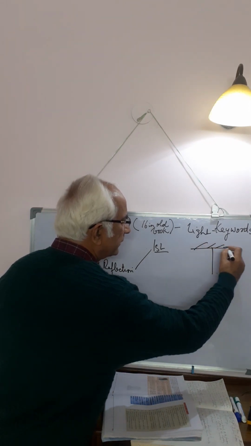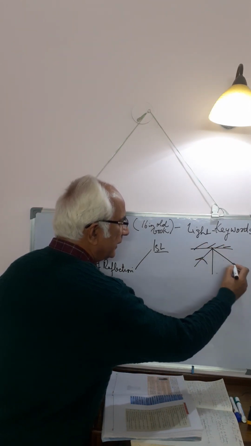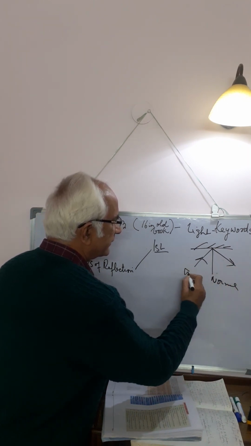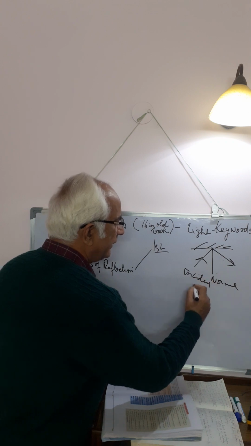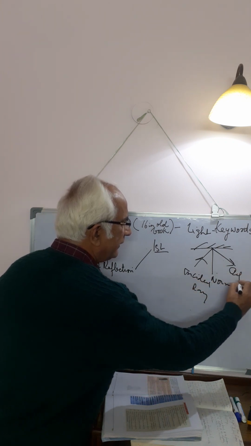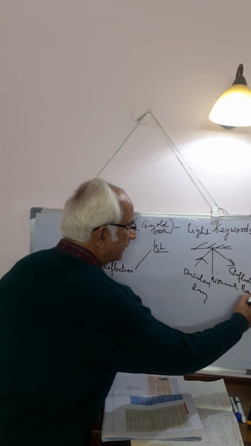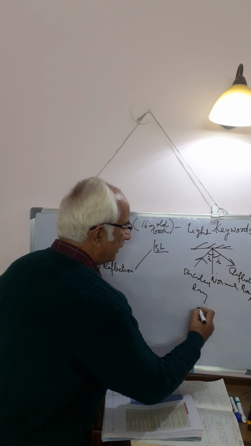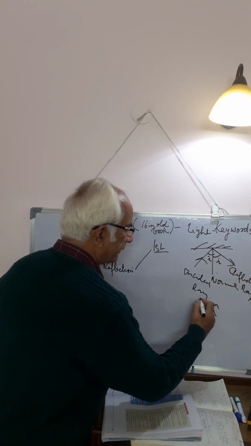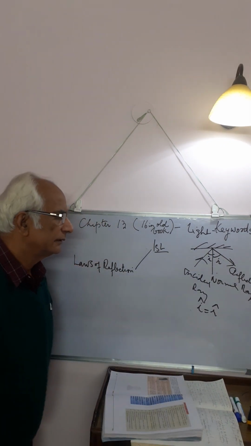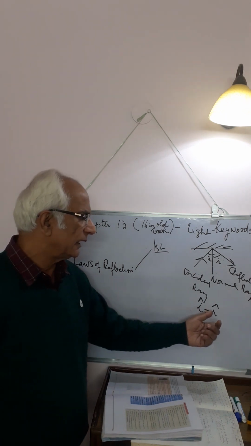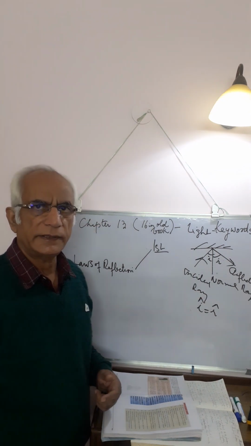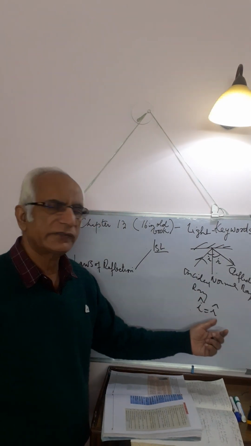This is plane mirror. This is a beam of light. It is coming here. This is normal. This is incident ray, reflected ray. This is angle of incidence. This is angle of reflection, I R. I is always equal to R. If I is 30 degree, R will be 30 degree. If I is 90 degree, this will also be 90 degree. If it is 100 degree, this also will be 100 degree.